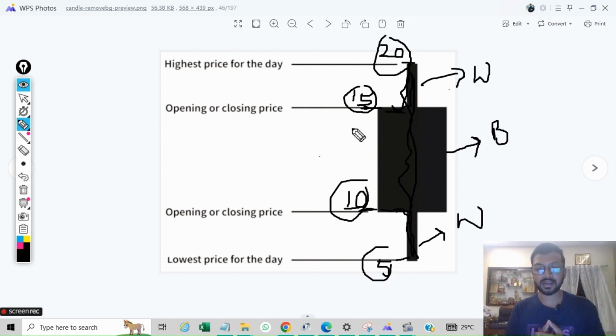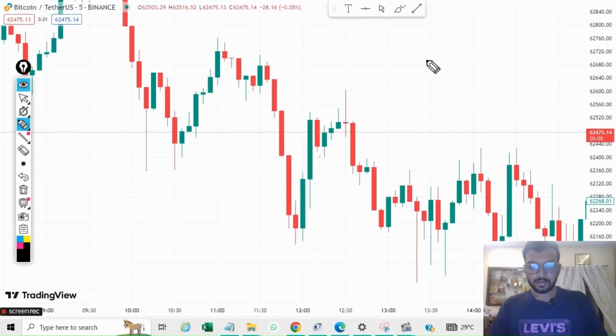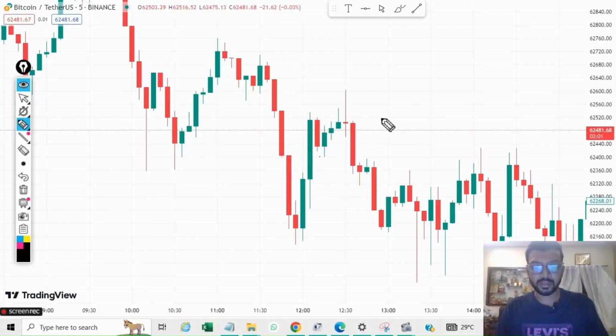Now let us see the candles in the live chart. Now we can see on the screen, this is the chart of Bitcoin. Here you can observe the candlesticks. This is the red candle, this is the green candle. As I told you, the lowest part of the body is the closing price and the highest part of the body is the opening price, and the lowest wick is the low price of the day and the highest wick is the high of the day.